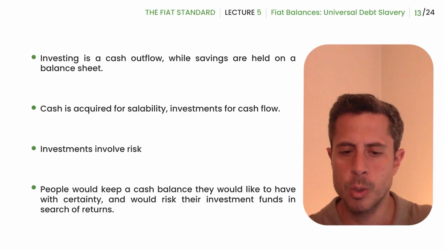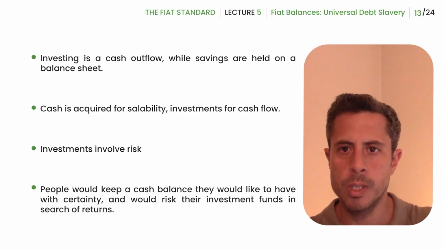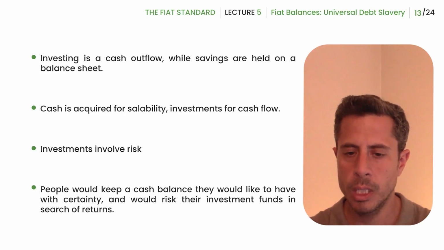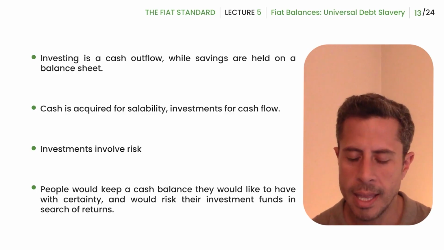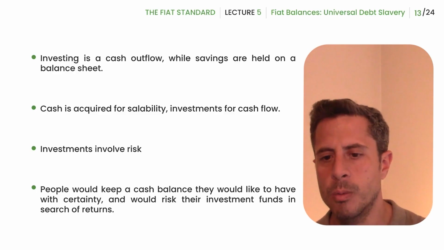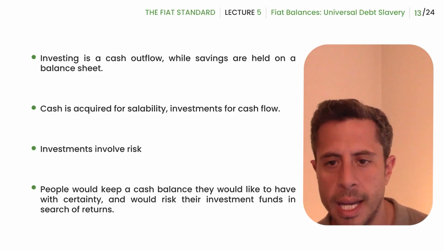There was the cash balance which you saved, which you wanted with certainty, which you wanted to know that was always there for you, which you would expect to appreciate slightly or at least not lose value over time. And then once you have that little nest egg secured, then you can take risk with some of the other money that you have. And then you would invest.